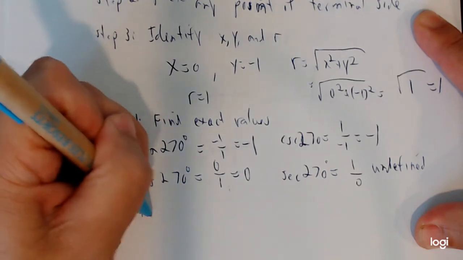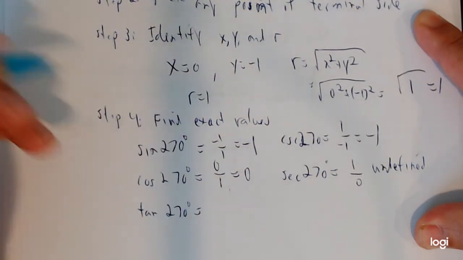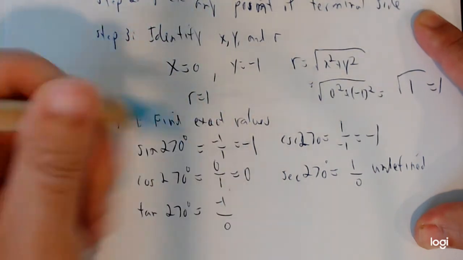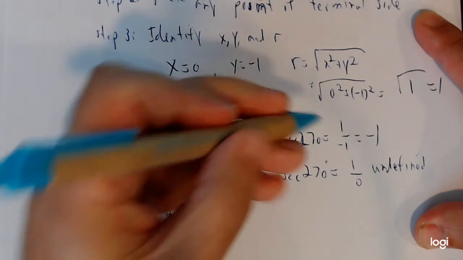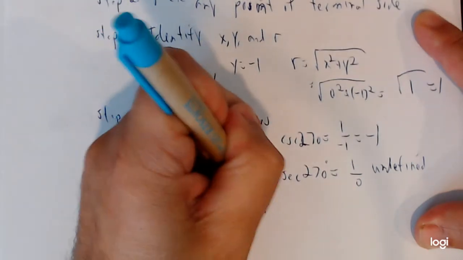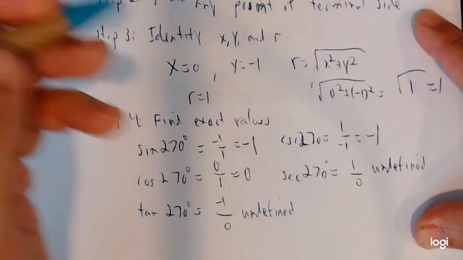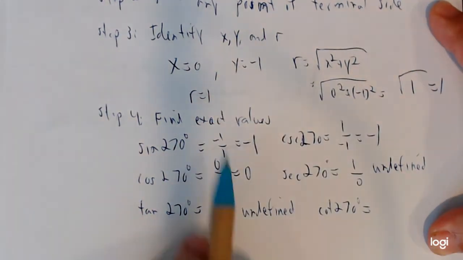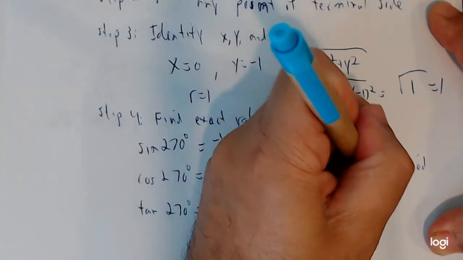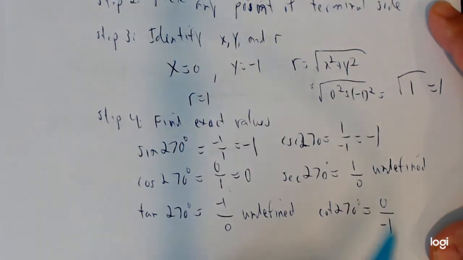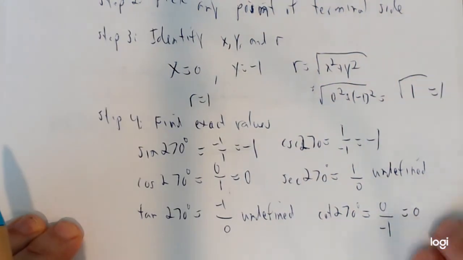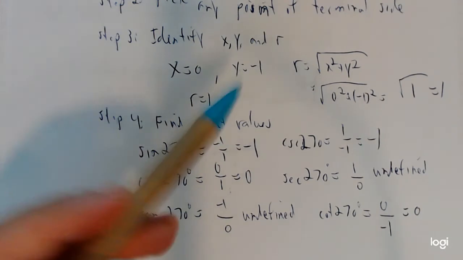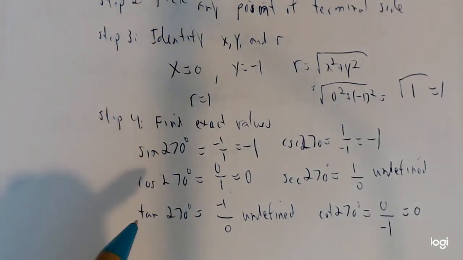Then we have tangent of 270 degrees, which is y over x. So y is -1 over x is 0. Once again, we're dividing by 0, so this is undefined. And lastly, we have cotangent of 270 degrees, which by definition is x over y, which would be 0 divided by -1, and that's fine, that's 0. Generally, it's natural for us to get undefined values when we have quadrantal angles. And notice how this was a quadrantal angle.